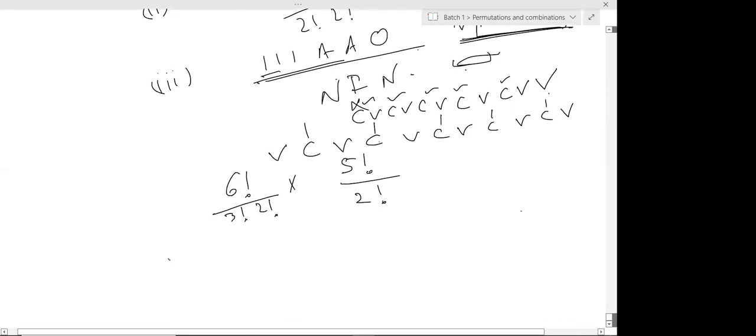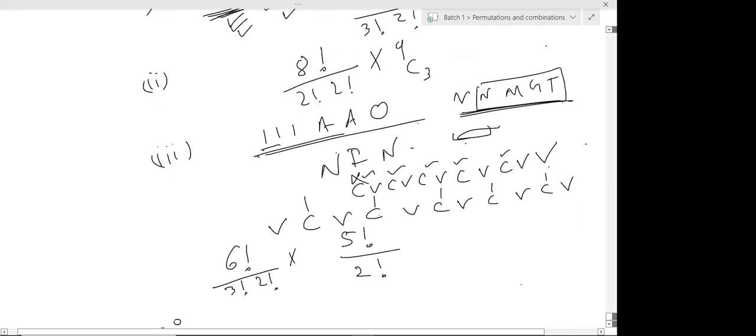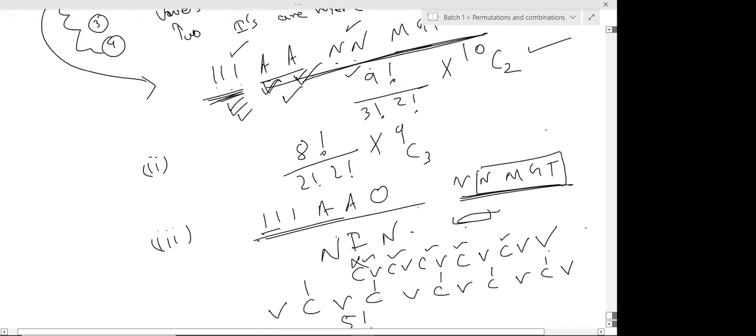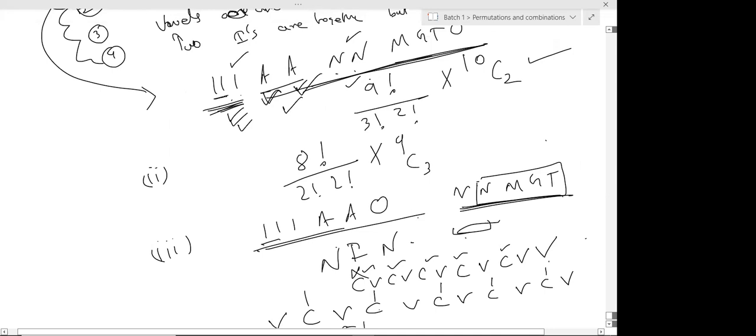In the fourth part, they are saying 2 I's are together but separated from the third I. So again, let's make a bundle of these 2 I's and arrange all these letters. So if 3 I's are gone, that means 8 letters are remaining. So 8 factorial upon 2 factorial into 2 factorial.